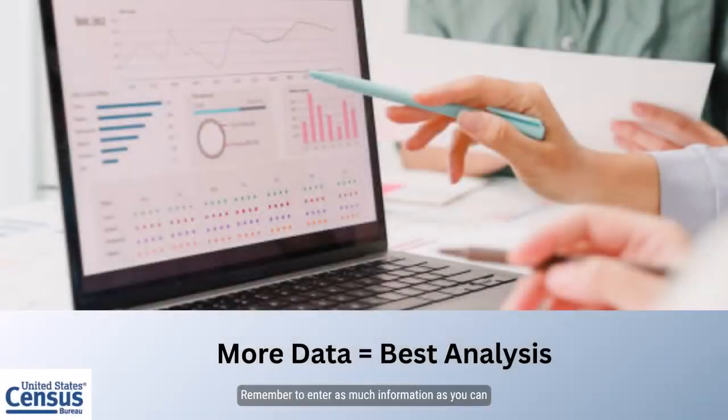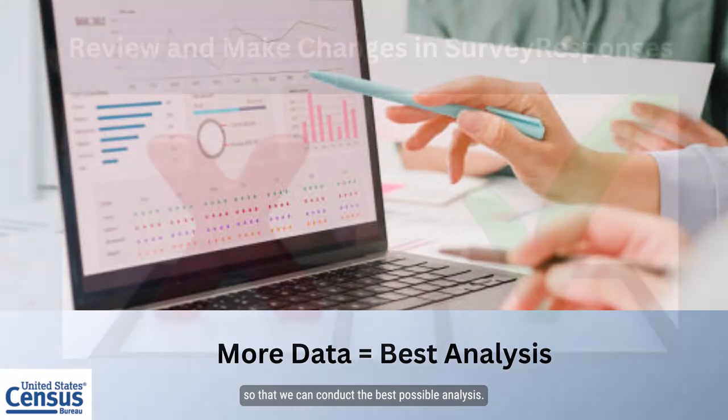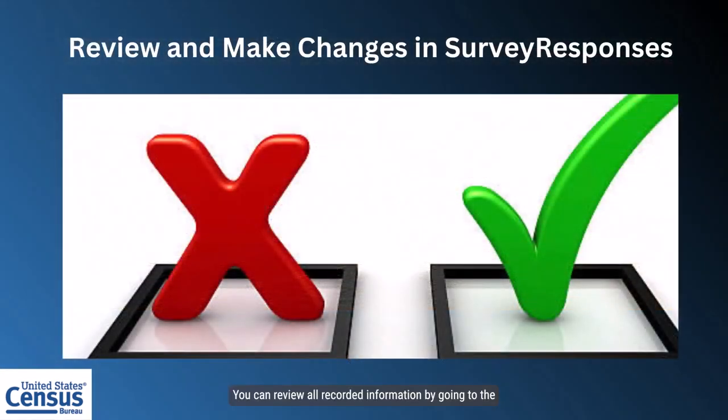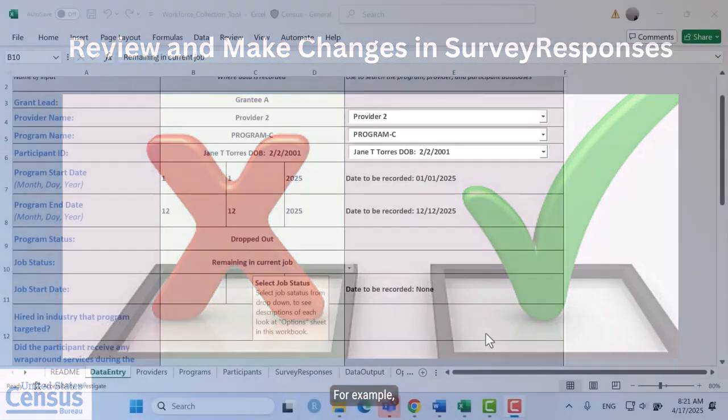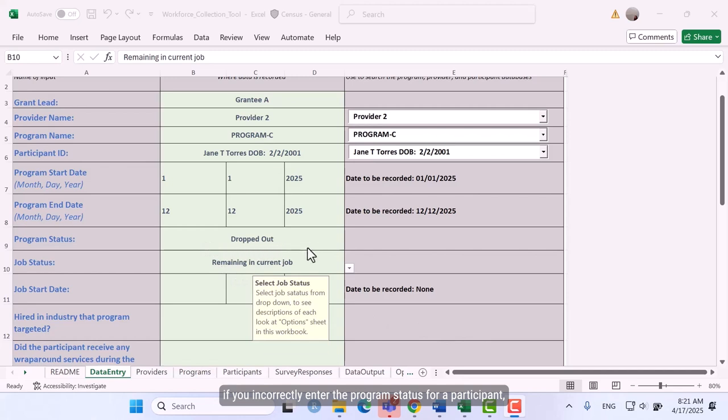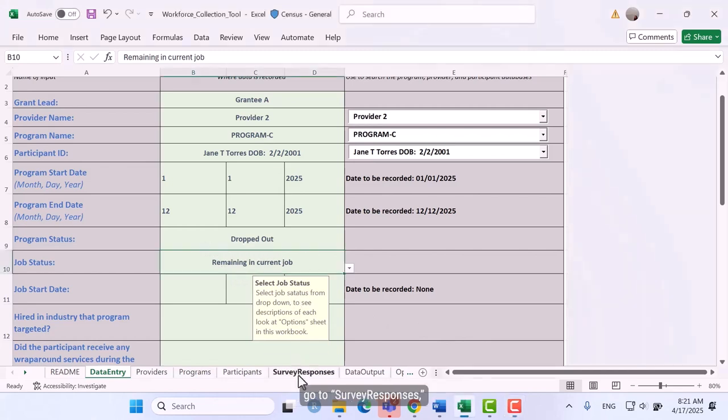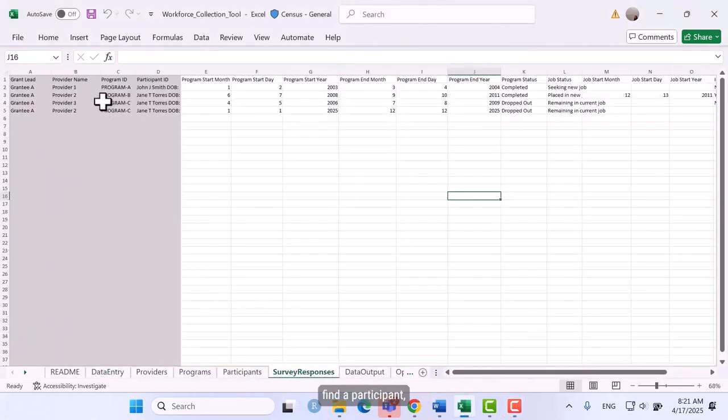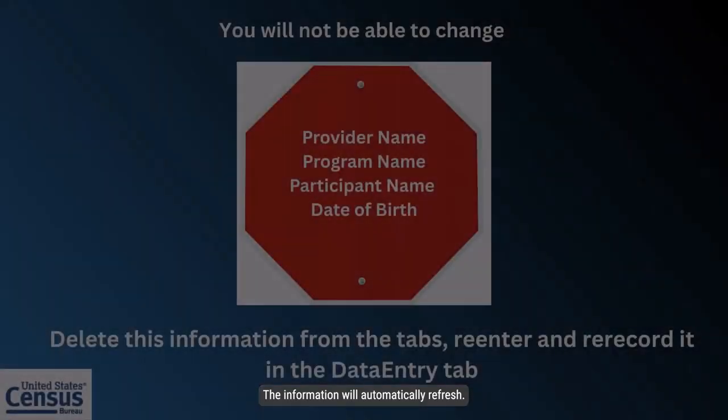Remember to enter as much information as you can so that we can conduct the best possible analysis. You can review all recorded information by going to the Survey Responses tab. You can also make any corrections or changes there. For example, if you incorrectly enter the program status for a participant, go to Survey Responses, find the participant, and select the correct program status for that participant. The information will automatically refresh.